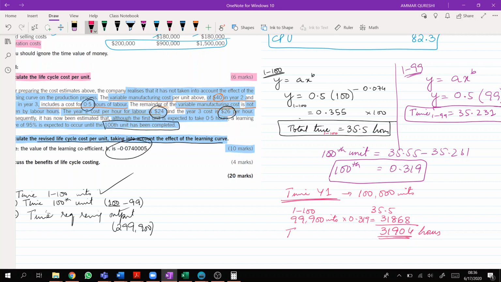This is what? This is time required for year 1, right? And this is a very important figure. Let's try to highlight this. This is total time for year 1.